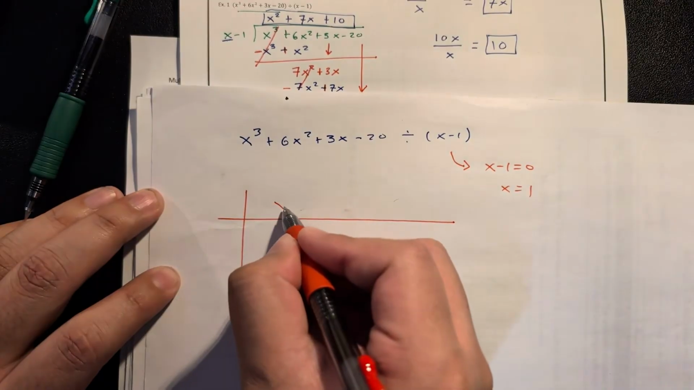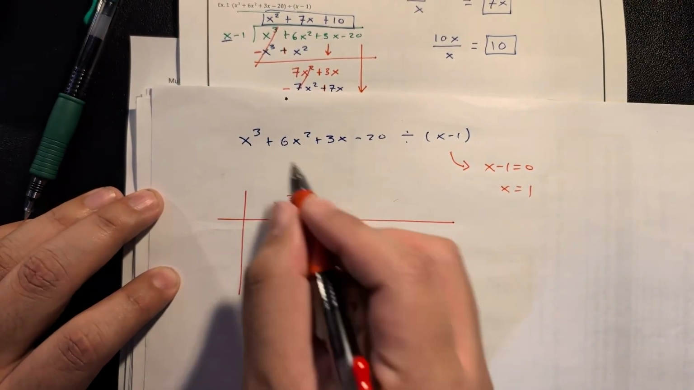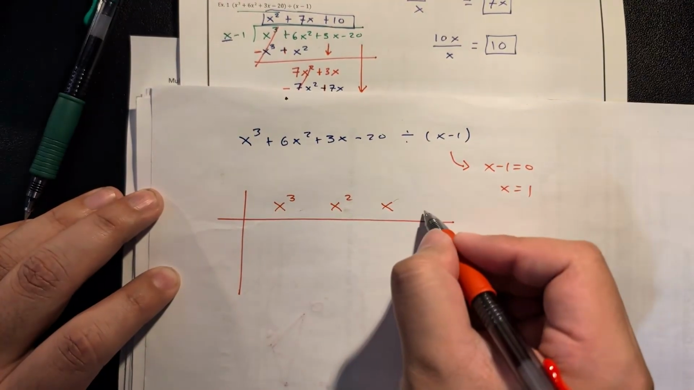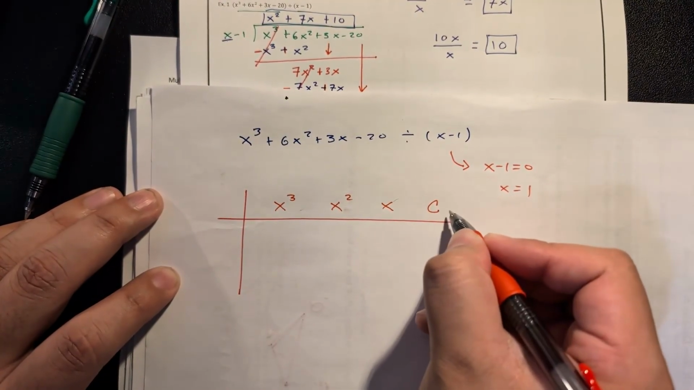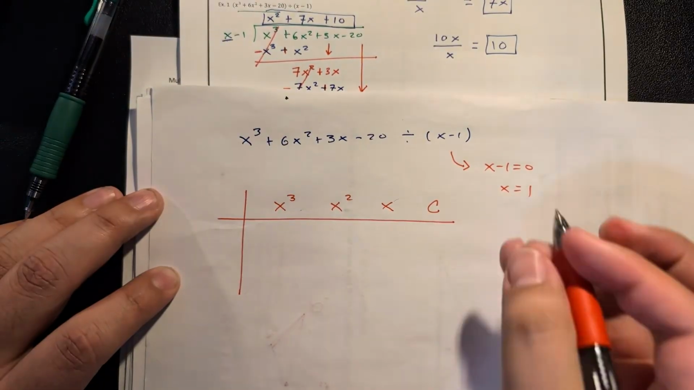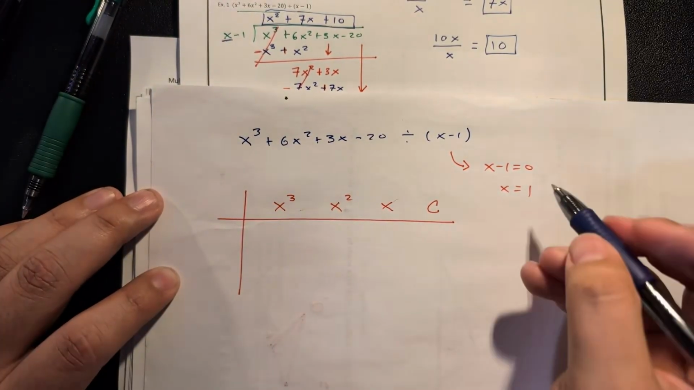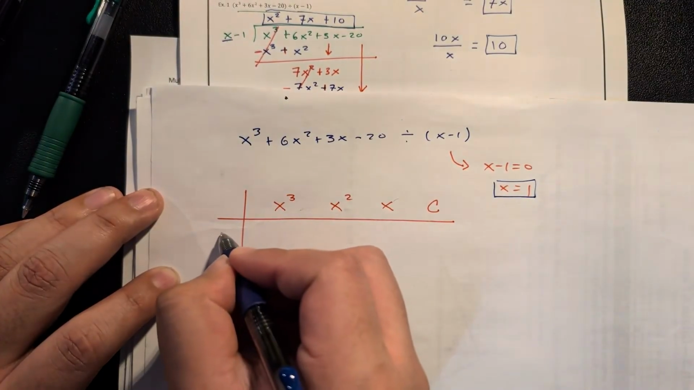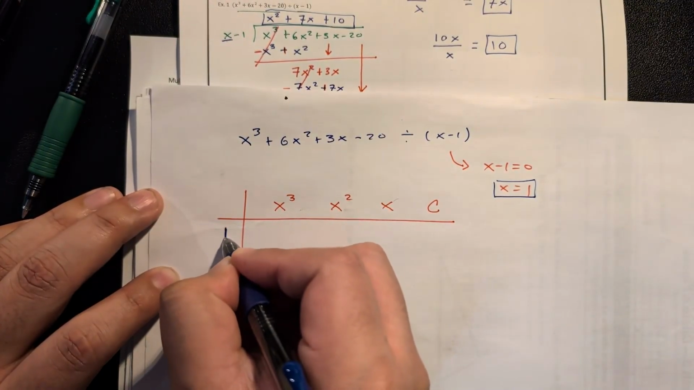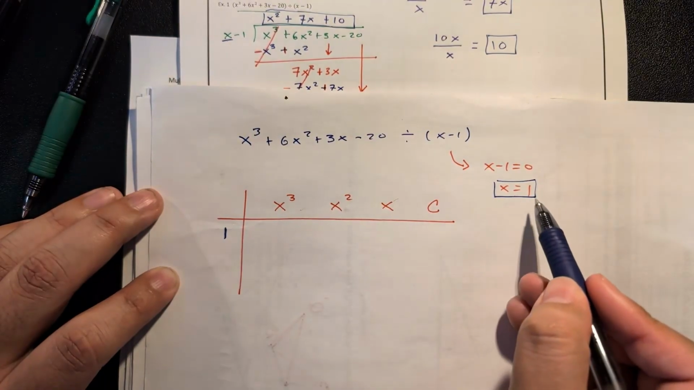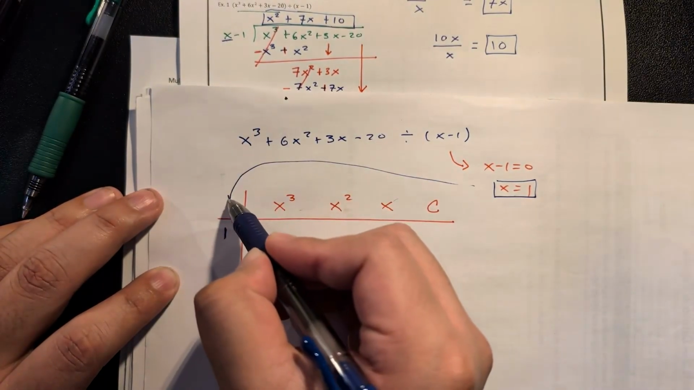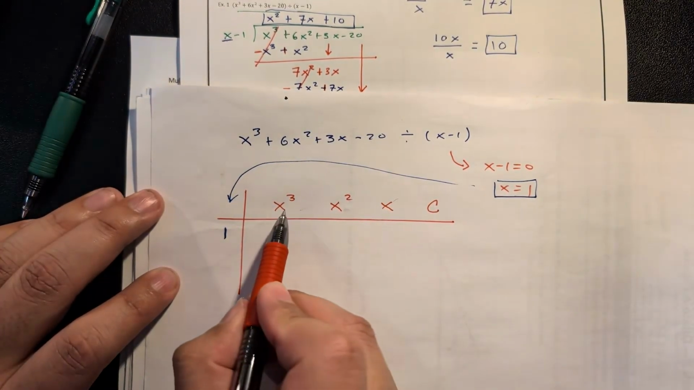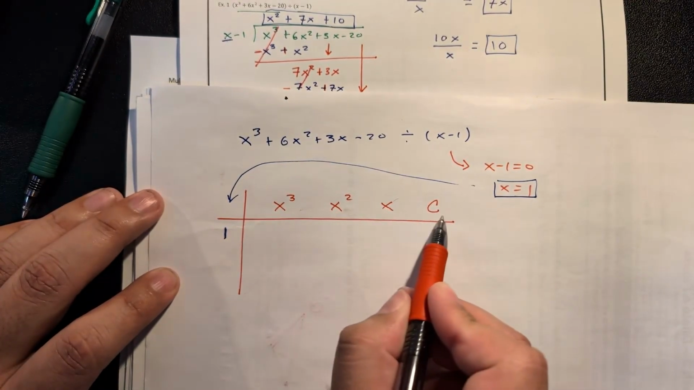So we're going to have x to the third, x squared, x, and then our constant. So this x minus 1, this x equals 1, we're going to write it right here. Just the 1. Whatever x is equal to, we're going to bring it and put it right there. And here, we're going to write all of the coefficients for each of the x terms.